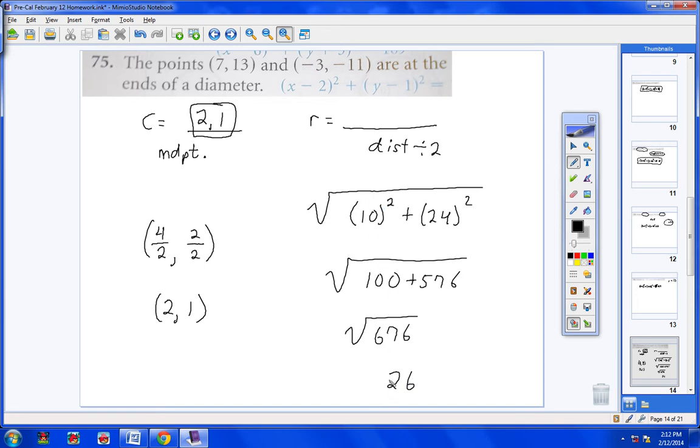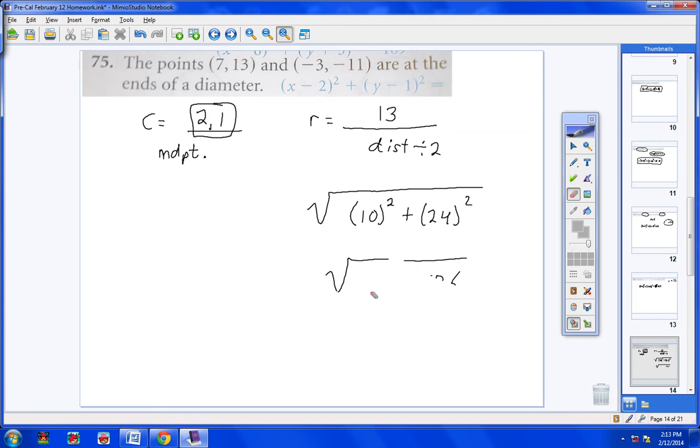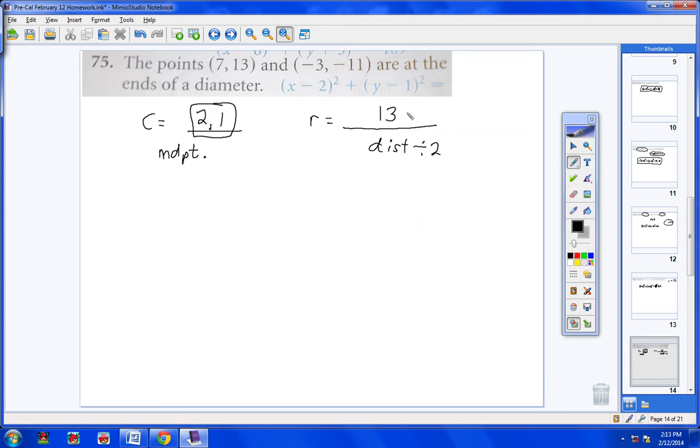Now hold on, that's not your radius. Remember, that's the distance all the way across the circle from this endpoint to this endpoint. So what we have to do is divide that by 2, to cut it in half. The diameter is 26, so the radius would be 13. So just like that, without too much of a problem, I have now found the center of the circle and I have found the radius of the circle. So now write your equation.